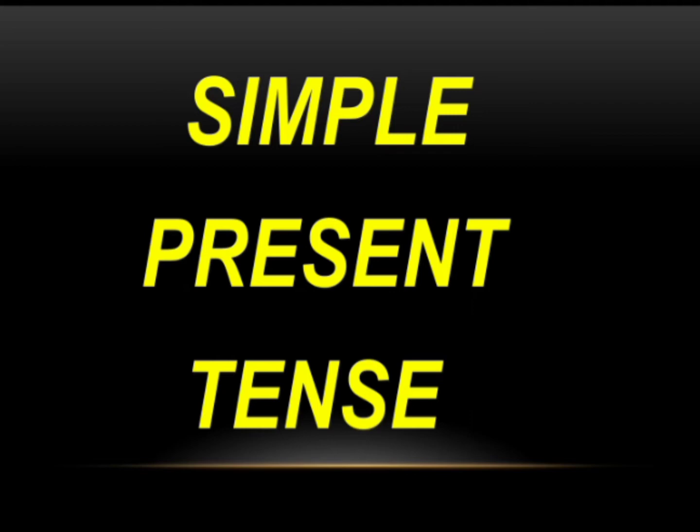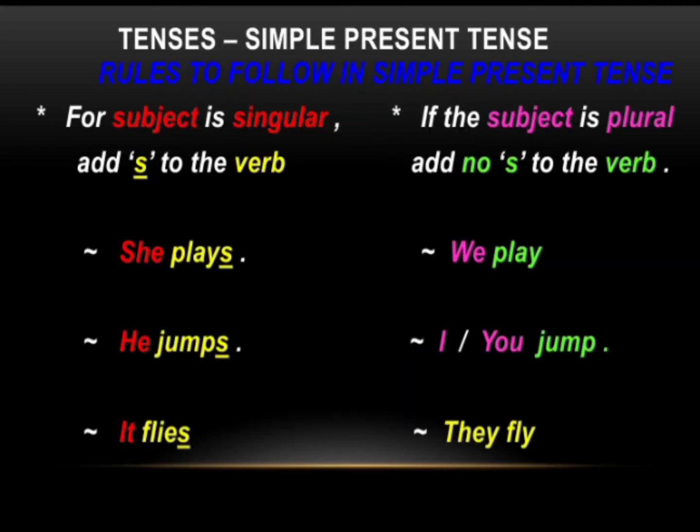First, let us learn the rules to be followed while using simple present tense. If the subject is singular, that is, if the subject is a singular subject, we add s to the verb. If the subject is plural, we add no s to the verb. No s is added to the verb.